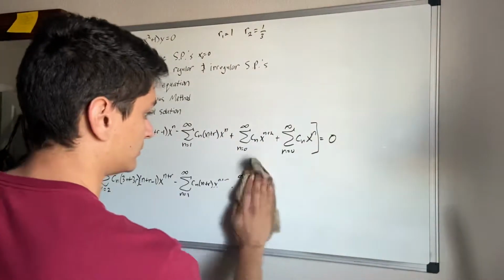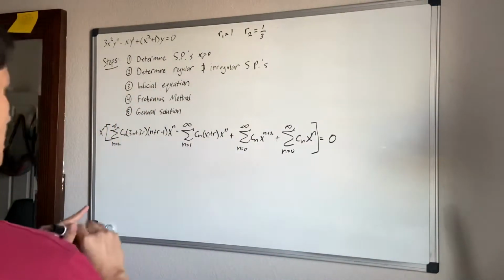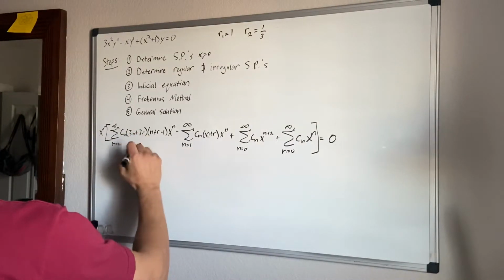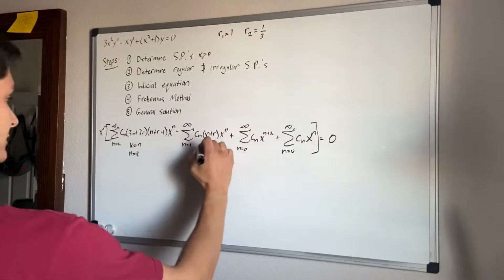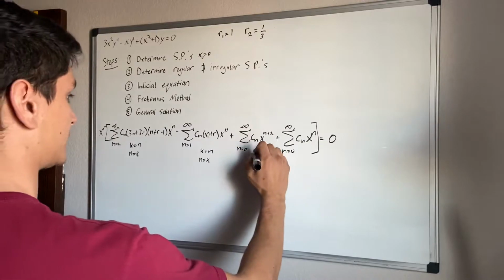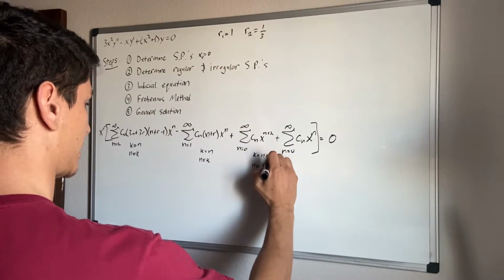So now the step that I like the most is setting all of the indices equal to k. So k equals n, k equals n, and k equals n plus 2, so n equals k minus 2.